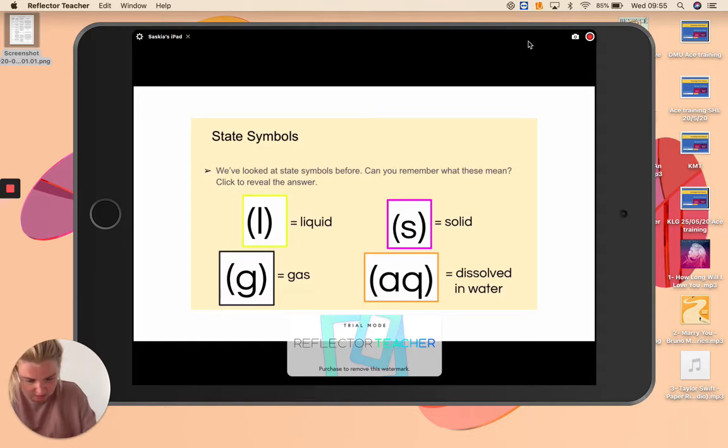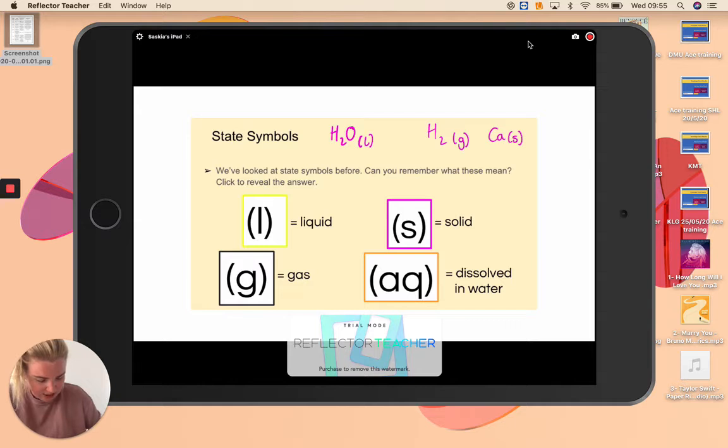If you see an L, sometimes we'll write H2O with a little L in a bracket like that, that means that H2O, water, is a liquid. Okay, we might write H2 as a gas, and that means that hydrogen is a gas. If you've got calcium on its own, that might be a solid. Okay, so that's how we use state symbols.